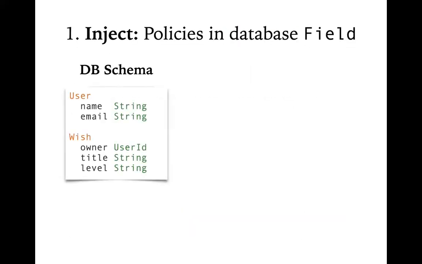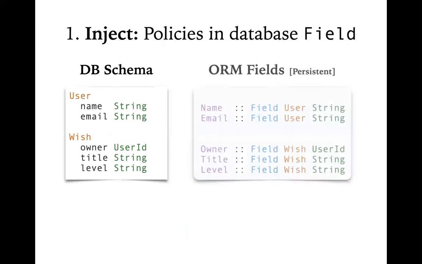So remember, this was our database schema, user and wish. And so the standard thing, this is what a standard ORM does. This is the Haskell version, but the Java version does the same thing, and the Rust version does the same thing. If you have a user table, it'll create some representation of a field called name and a field called email and a field called owner, title, and so on, where it'll say, okay, name is a field of the user table and the field has type string. Owner is a field of the wish table and its type is user ID, right? So different ORMs have different ways of doing this.